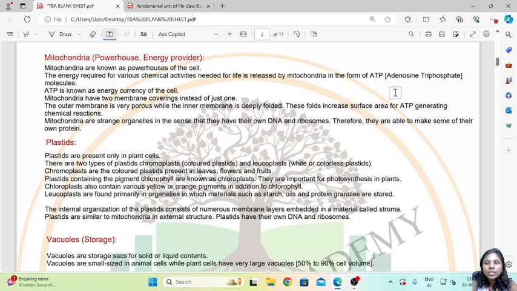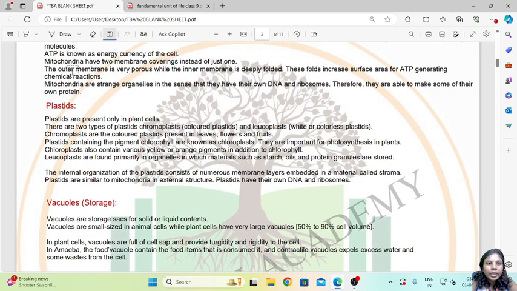ATP is adenosine triphosphate molecules. Any energy that is required for any kind of chemical activity is released by the mitochondria in the form of ATP molecules. Therefore, ATP is known as the energy currency of the cell because it provides energy for each and every chemical activity that is taking place inside our body.